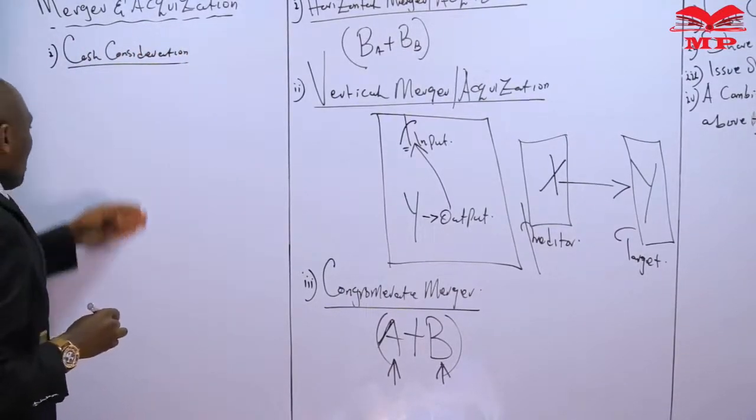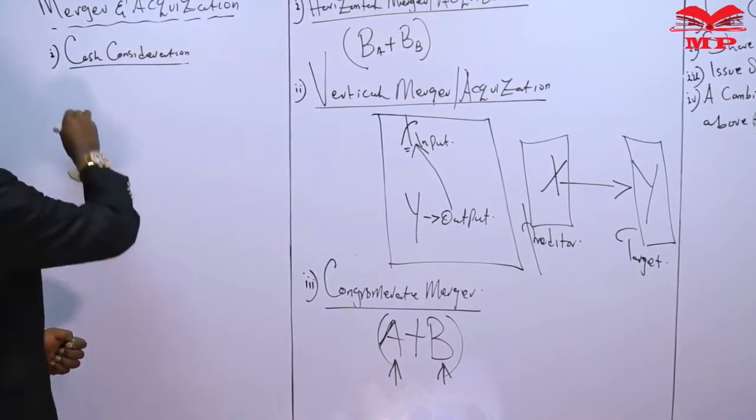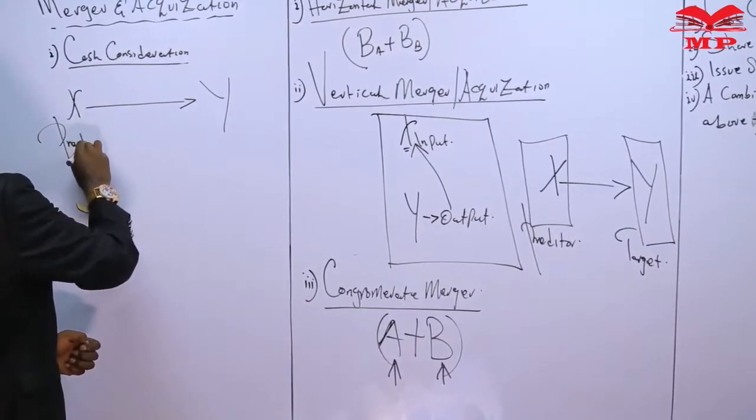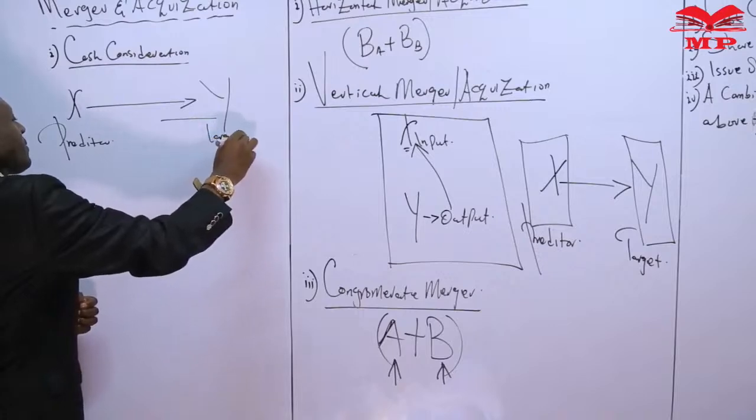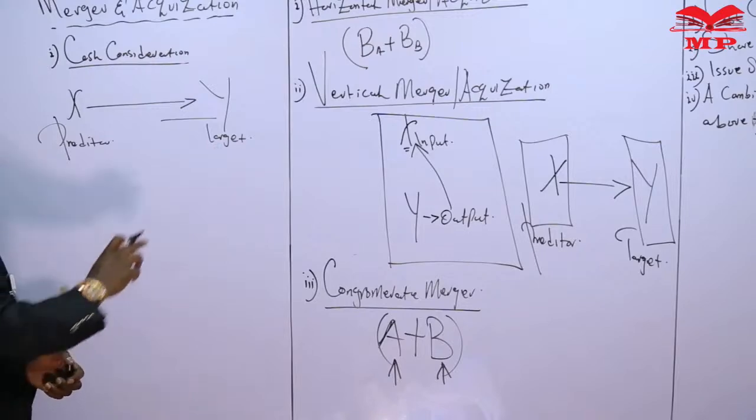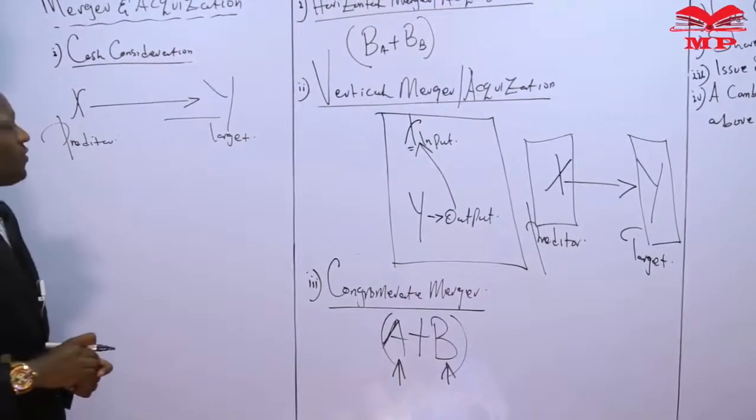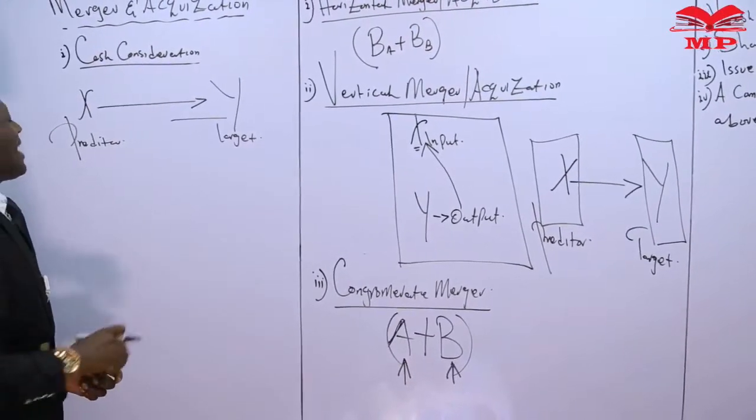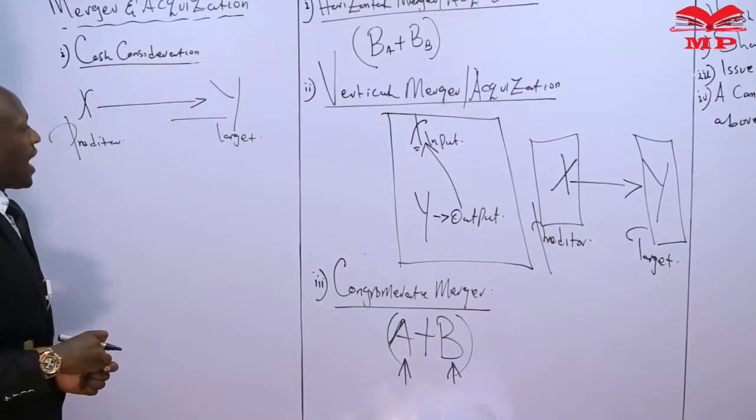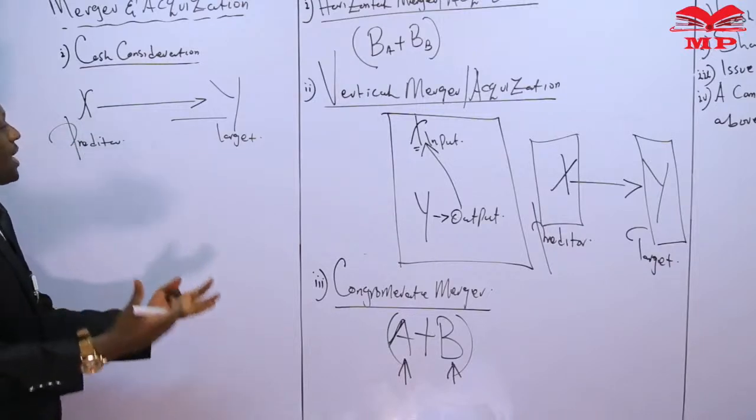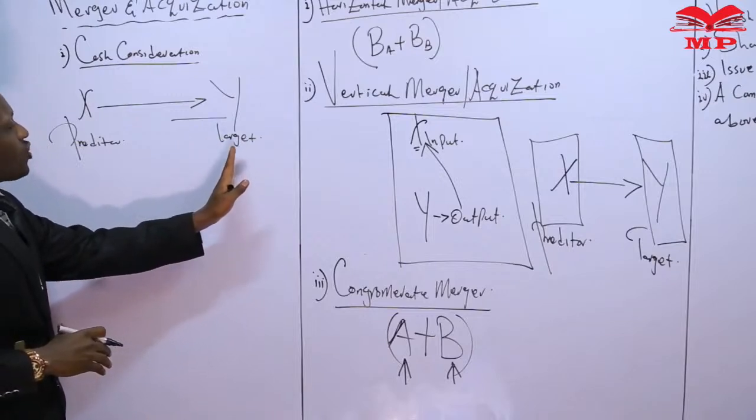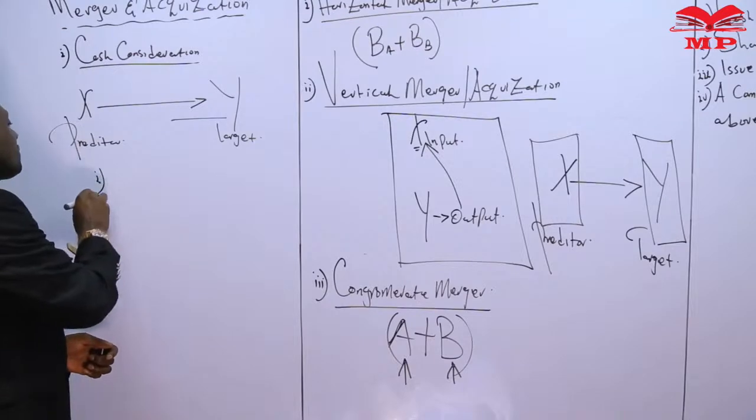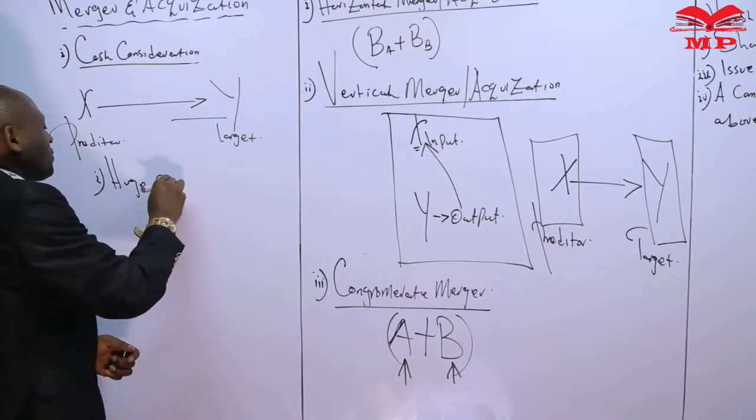When it comes to cash consideration, it means that if a firm X wants to acquire a firm Y, X is the predator and Y is the target. The predator wants to acquire the target. There are shareholders in the target firm Y, and there are shareholders in firm X. When making a decision to acquire, if they agree that the shareholders in Y will be paid in cash, it means the predator firm will purchase the ownership in Y and the owners in Y will be paid in cash and forgo their ownership. So what is the implication of that? Number one, there is huge cash outflow.